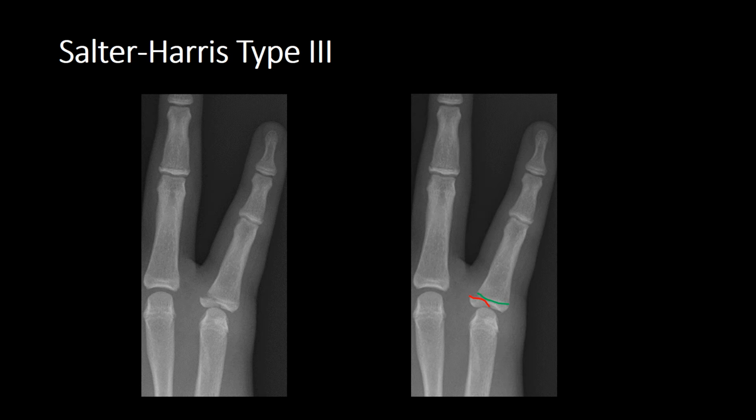So here we have a Salter-Harris 3 fracture. Remember, a type 3 fracture is a fracture that involves the epiphysis. And if we look carefully, we can see the epiphysis at the base of the proximal phalanx, and that there is a fracture that extends to the physis, and there's a little bit of displacement through there. So this is your classic Salter-Harris type 3, not particularly common, certainly not as common as a type 2 fracture.